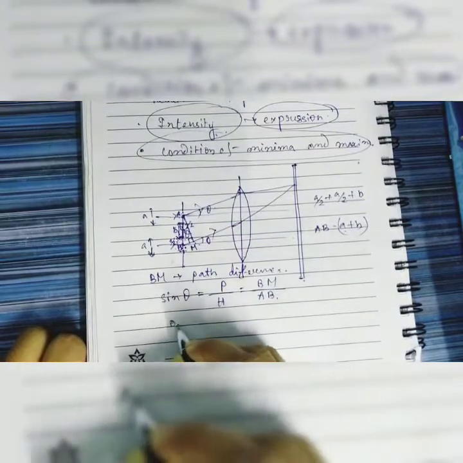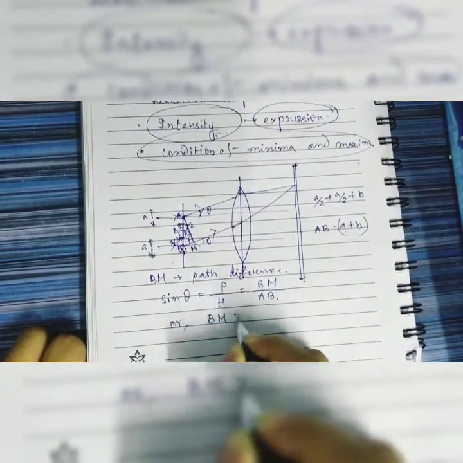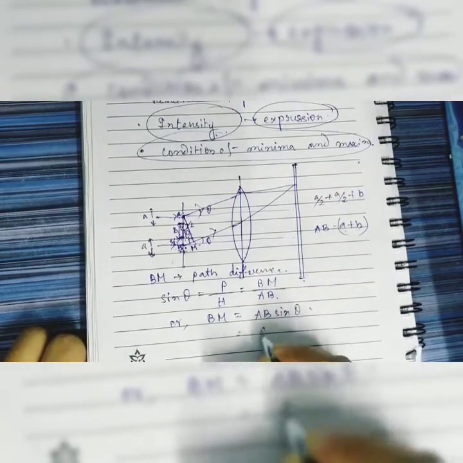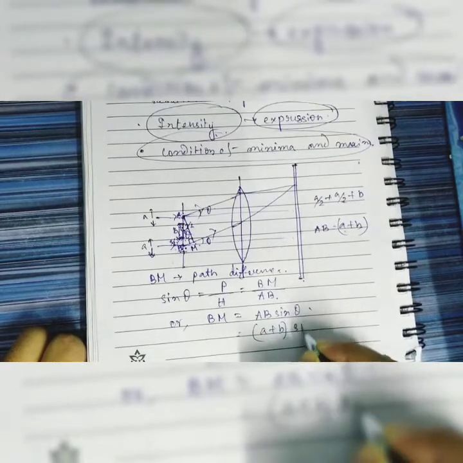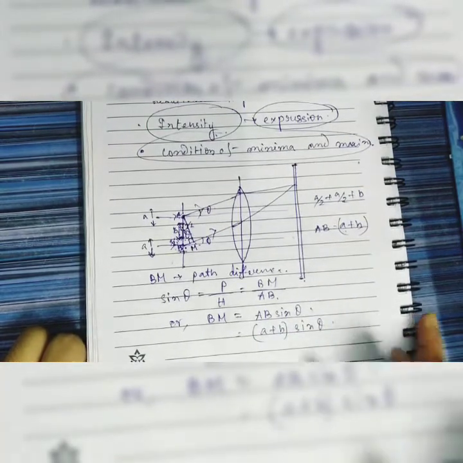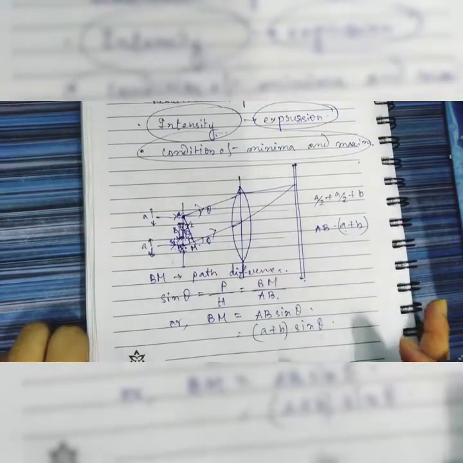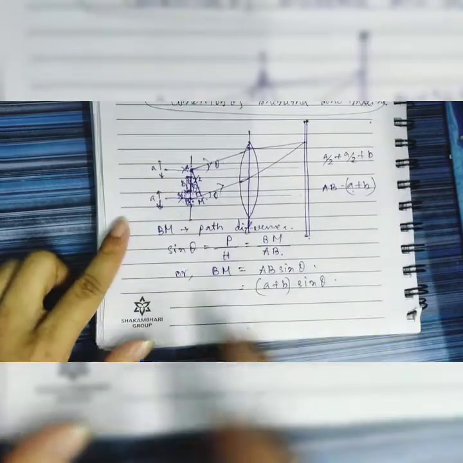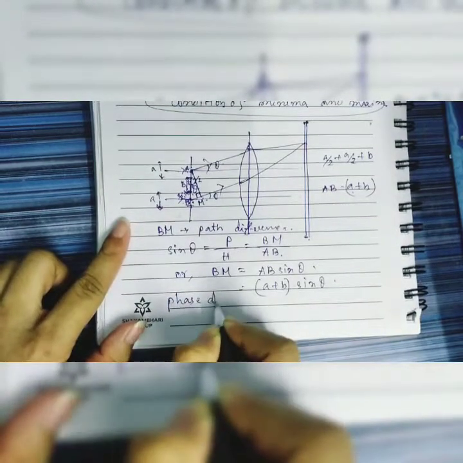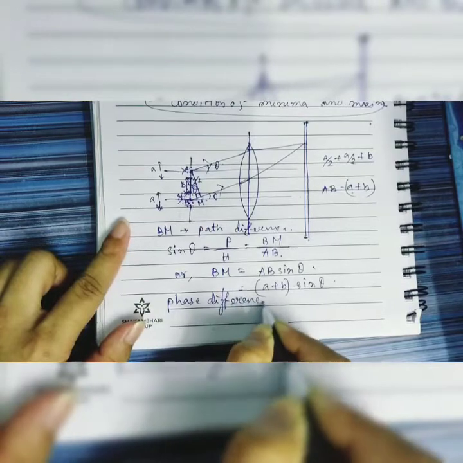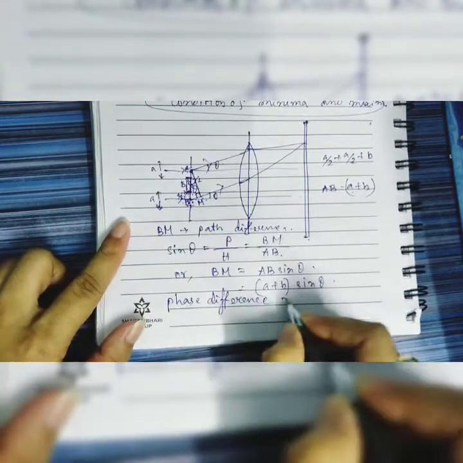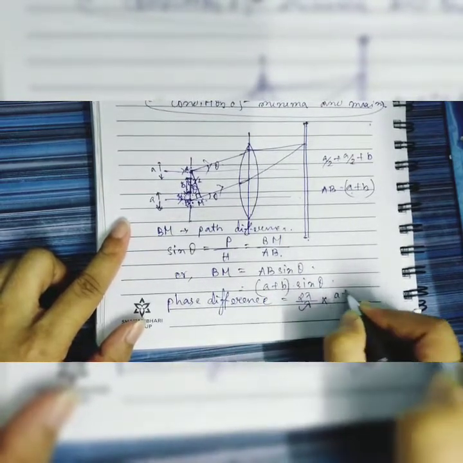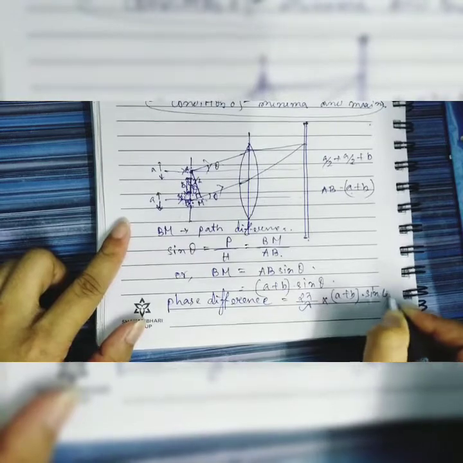So now the path difference, BM equals AB sine theta. What is exactly AB? A plus B, into sine theta. This is the path difference. After the path difference, what we exactly do for the diffraction pattern is we need to get the phase difference. So the phase difference is exactly equal to 2 pi by lambda into the path difference. What is the path difference? A plus B into sine theta.